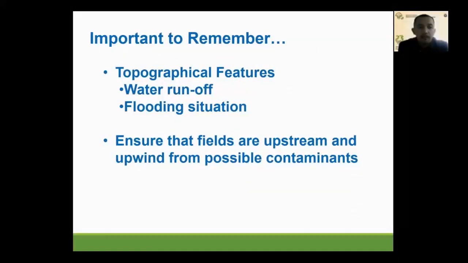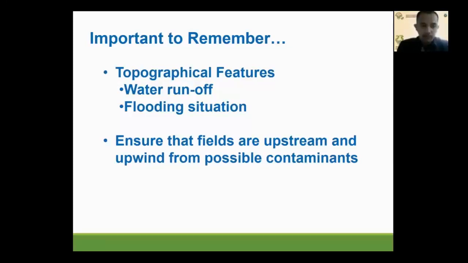These are important to remember: the topographical features of the land, water runoff, and flooding situation. Having knowledge of or establishing this helps in the management of the farm, like water runoff. If you have identified part of the farm to be a potential source of contamination, diversion of that runoff may be established, and the same for the flooding situation, so as to avoid potential contamination during agricultural production and ensure that fields are upstream and upwind from possible contaminants.